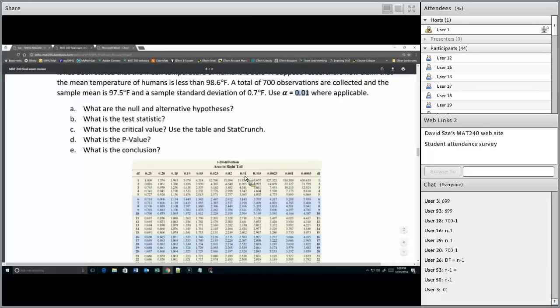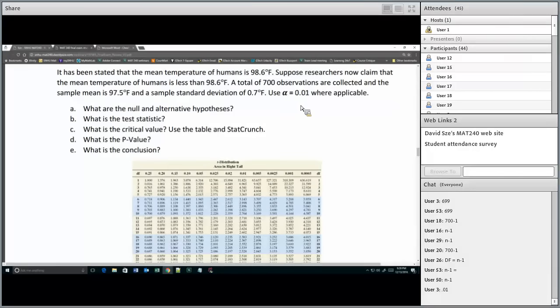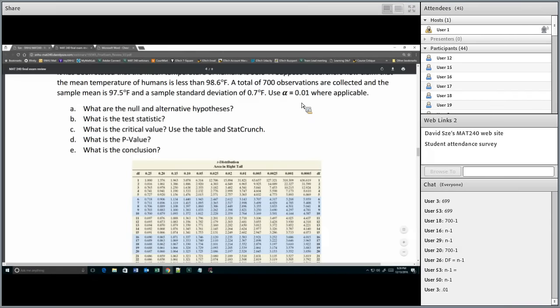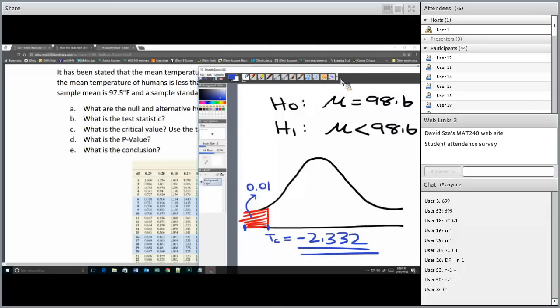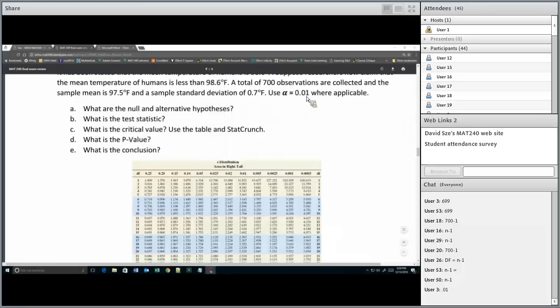So if it's a one-tailed test, I look at the exact alpha value here. If it's a two-tailed test, then you have to divide the alpha into two tails. But we don't have to worry about that in this problem. This is a one-tailed test, and as you saw, the tail is on the left side. And the tail area is 0.01.